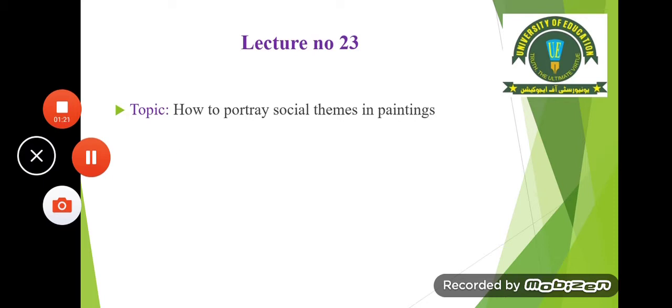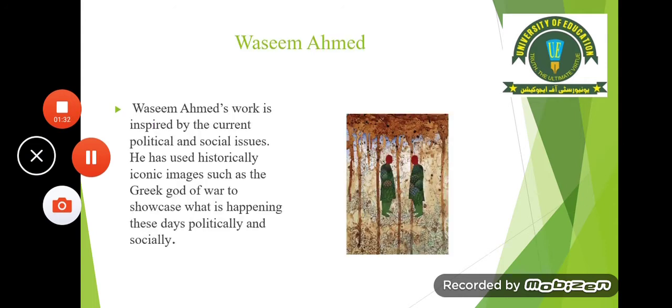Today we are going to start our lecture number 23, and today's topic is how to portray social themes in your painting. So today we are going to discuss some artists who are already working on the social themes, and we will see how they have used different symbols and elements to portray different social issues in their paintings.